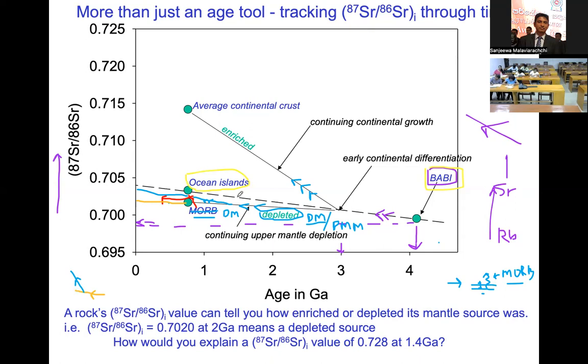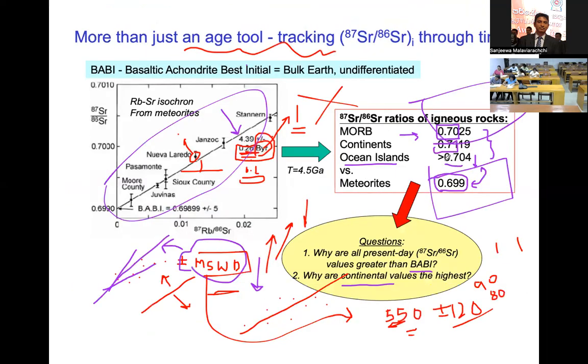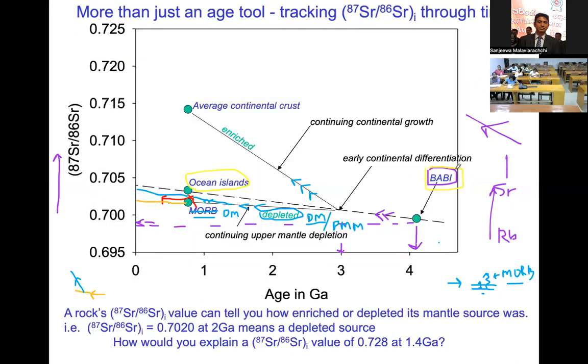But in case any ocean island has interacted with a MORB or some other continental crust or some other source, then definitely they will deviate from this original line. Otherwise, they will reside very close to that line. So you can see here 0.70 for ocean islands and meteorites 0.699, right? It's almost the same. That's what we mentioned. So that is the reason why you have the same line.